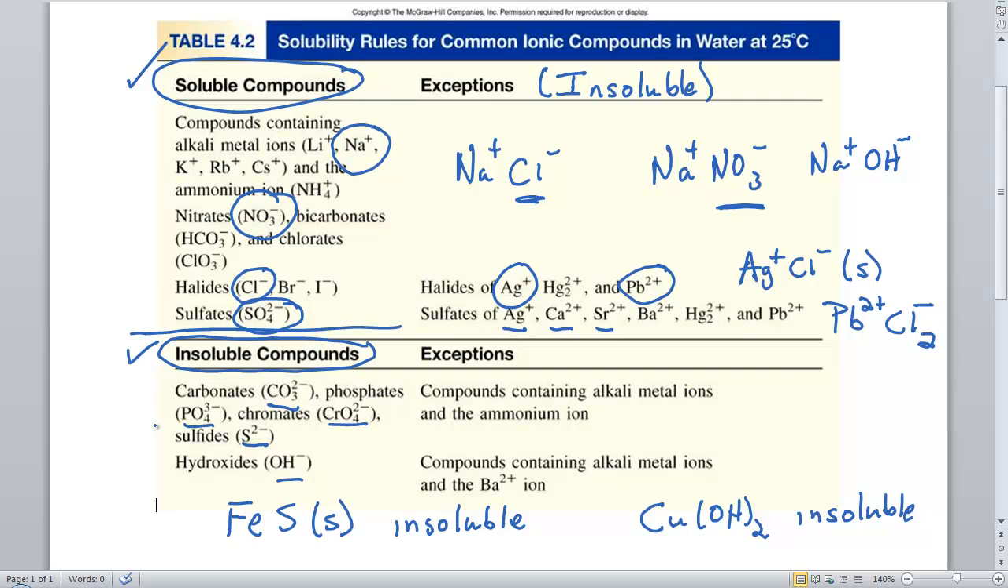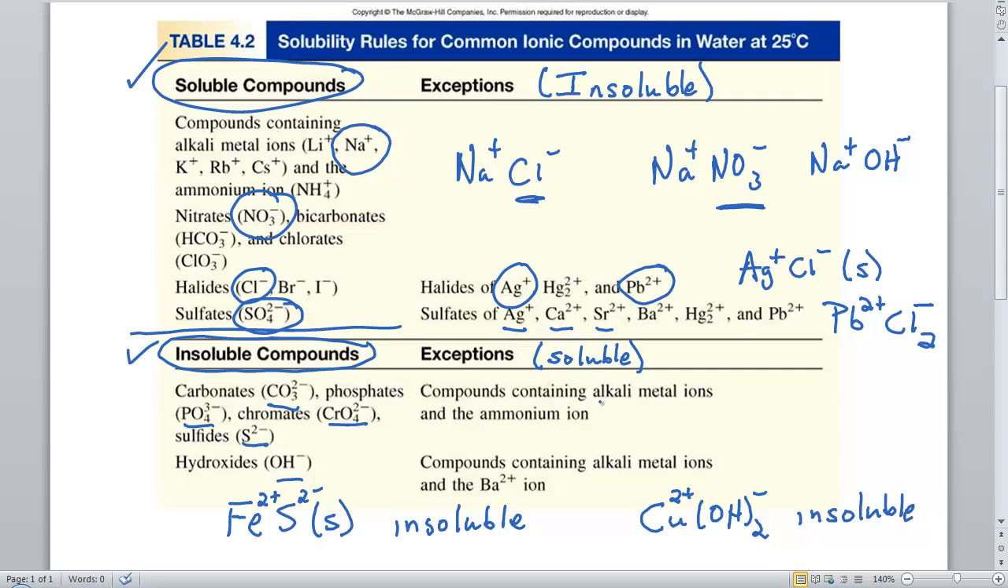And again, that's just the anion part of the salt. There will be a cation. For example, we have Fe2+ with sulfide here. We have copper 2+ with hydroxide here. Those salts are insoluble. Now, there are some exceptions. So under the insoluble compounds, the exceptions would be soluble exceptions.